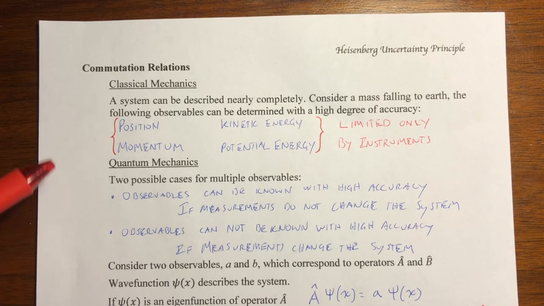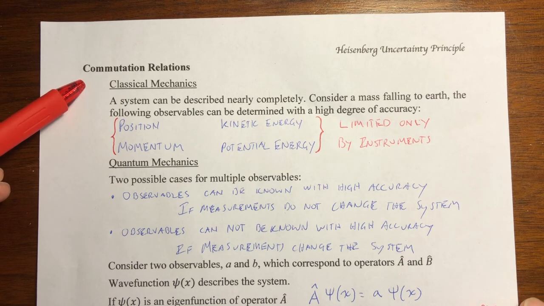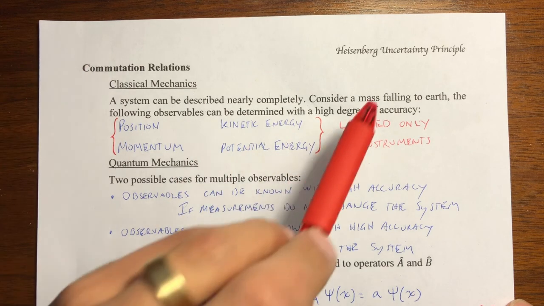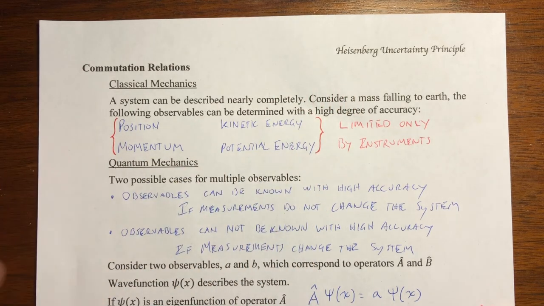Hello class. For our last topic, we are going to be discussing commutation relations and how it relates to one of the more famous observations about the limitations of quantum chemistry, the Heisenberg uncertainty principle. So let's start with classical mechanics.